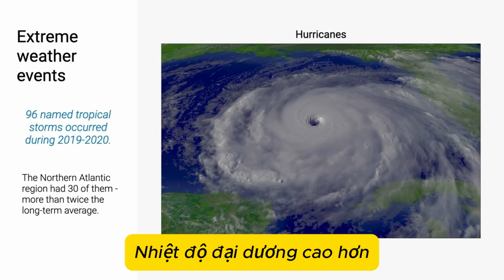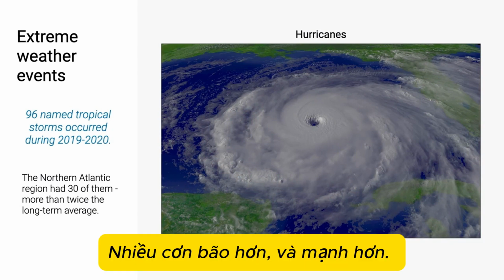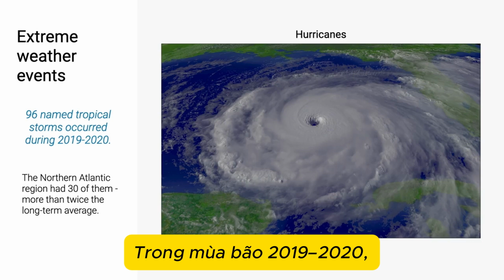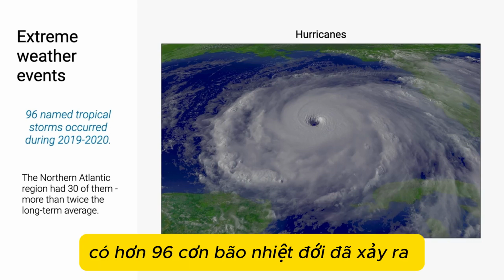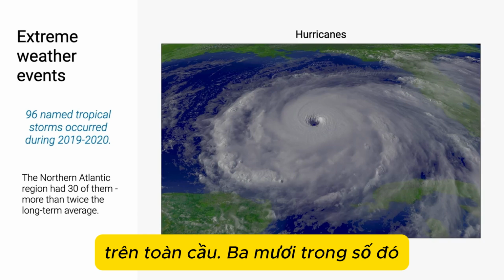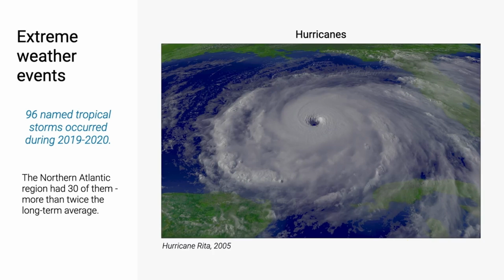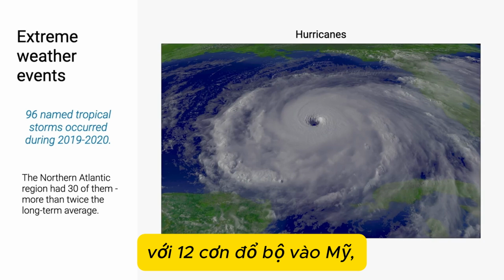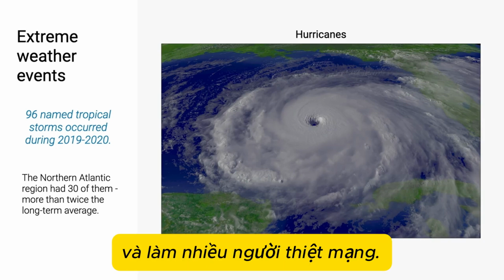Warmer ocean temperatures and warmer land temperatures also lead to extreme weather events such as hurricanes, more of them and with greater intensity. During the 2019-2020 storm season, more than 96 named tropical storms occurred around the globe. 30 of these storms occurred in the northern Atlantic, with 12 of them making landfall in the United States, leading to billions of dollars in damage and many lives lost.